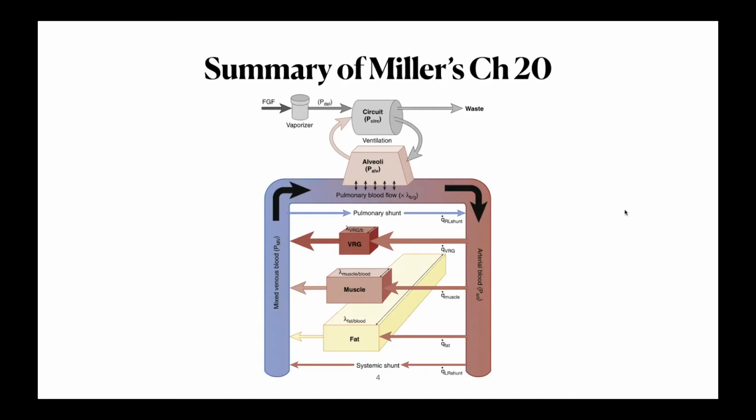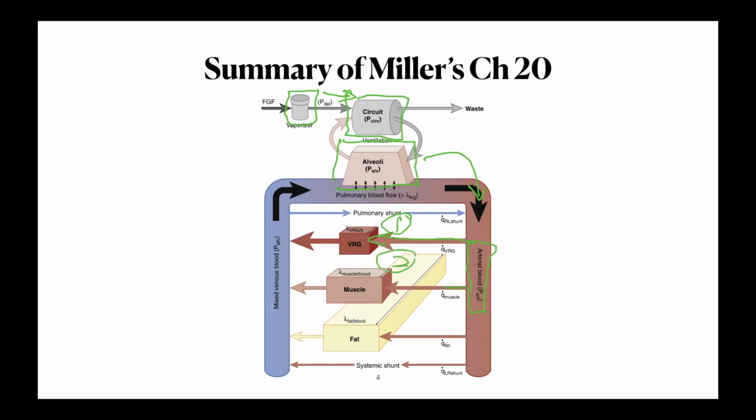Now we're going to start off with how Miller's describes the pharmacokinetics of inhalational agents. We're just going to follow through this diagram here. So we've got the vaporizer, and that gets delivered into the circuit. From the circuit, it has equilibration with the alveoli, and then from the alveoli, it equilibrates with arterial blood. And from arterial blood, you can see that it gets distributed to three compartments.